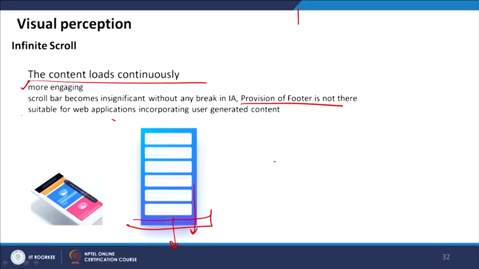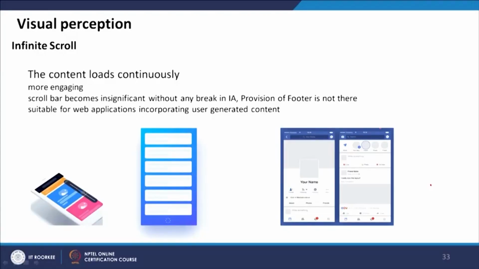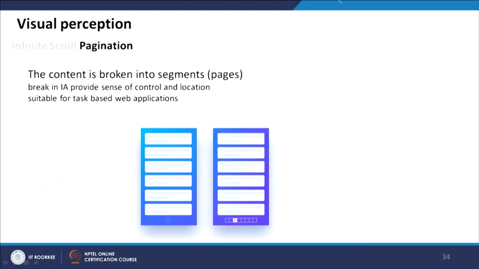But this has some cons. For example, the size of the scroll bar sometimes becomes insignificant. The size will start differing because when you go further down into the information, the scroll bar gets smaller, and it will be difficult for you to go back to the top because there is no breadcrumb or other break in the page. So for example, this is Facebook's timeline. You can go down and keep on reading what happened earlier in the timeline.